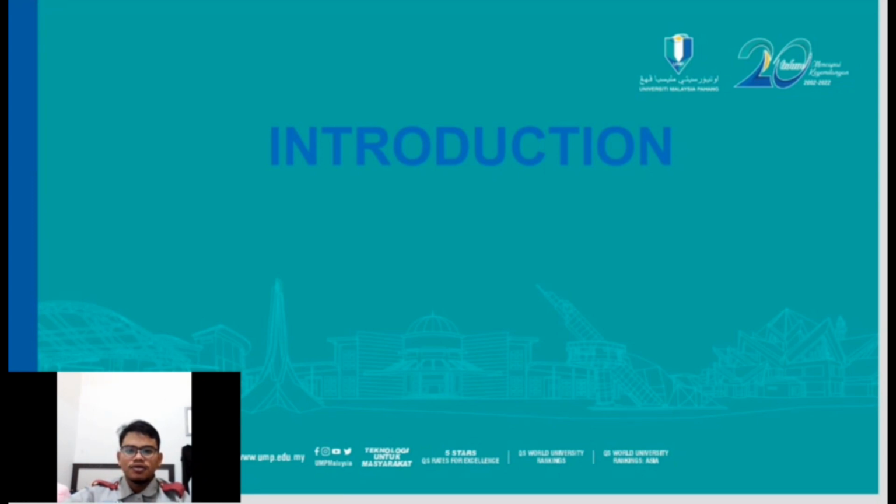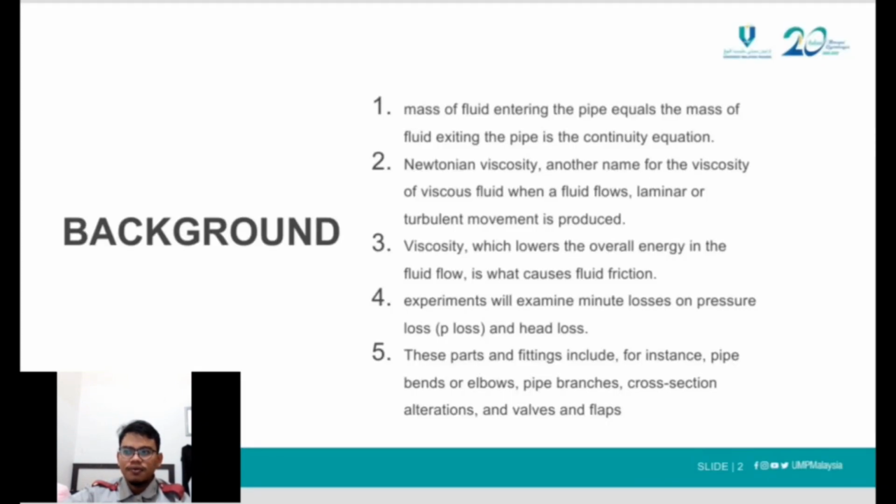Today I'm going to present the introduction for our experiment 3, that is fluid friction. First, we go to the introduction for our experiment, that is the background of the experiment. First, we have the mass of fluid entering the pipe equal to the mass of the fluid exiting the pipe, which is the continuity equation.